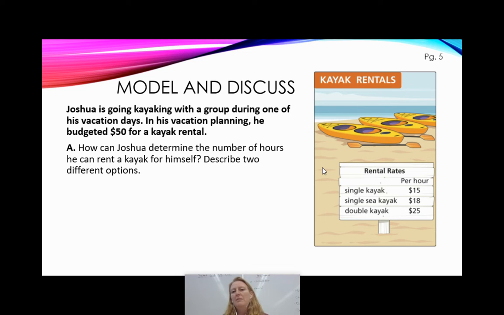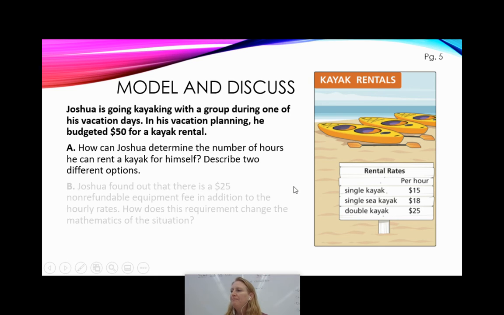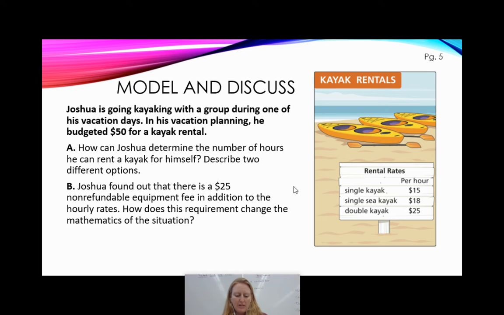So if he's going by himself, we do have two different options, right? We can do 50 divided by 15 just for a single kayak to see what he could do, or 50 divided by 18 if he wants to use a sea kayak. Joshua found out that there's a $25 non-refundable equipment fee in addition to the hourly rates. So there's the hourly rates, but it turns out he has to pay $25 for an equipment fee on top of that. So how does this requirement change the mathematics of the situation?